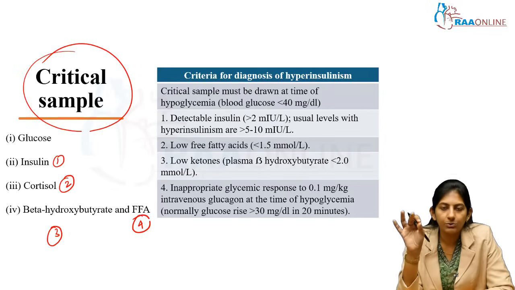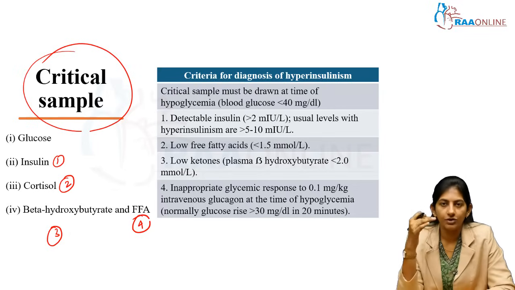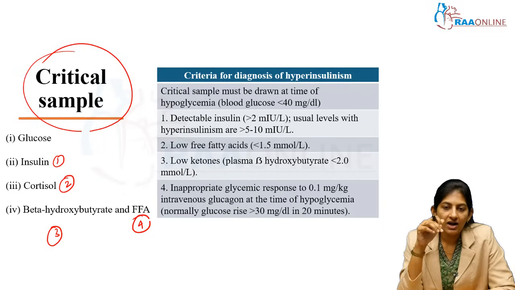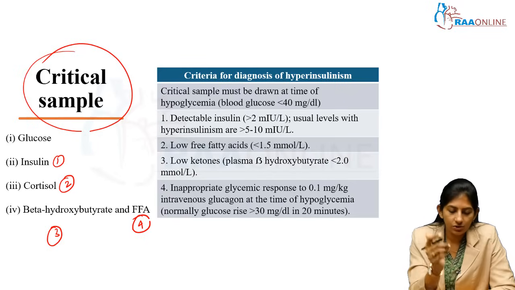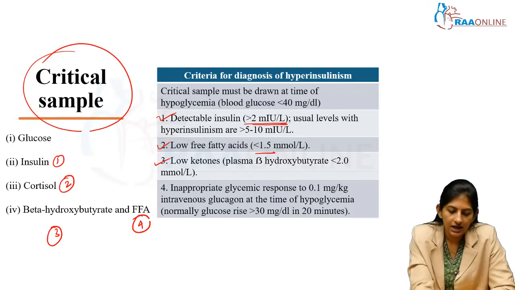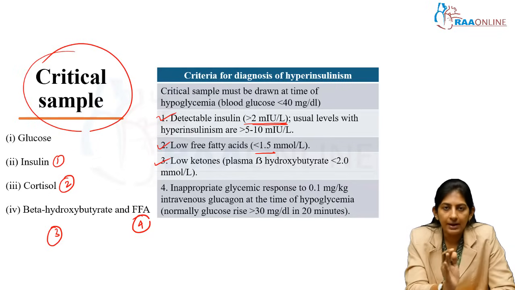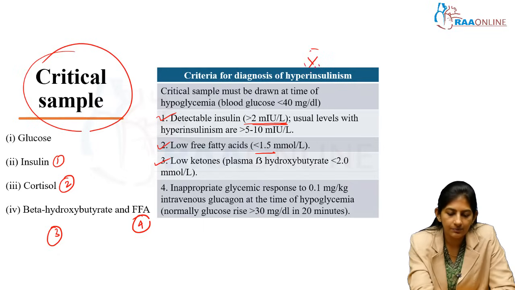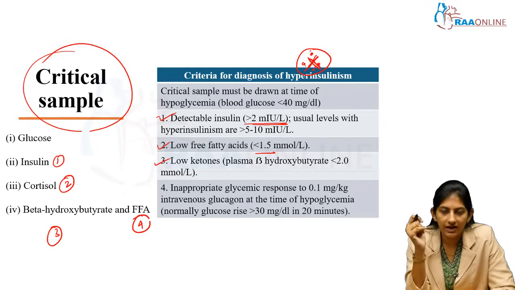during the hypoglycemia episode, okay, not when you have corrected it. So if you have insulin levels more than 2 milliunits per liter, it is hyperinsulinism. And low free fatty acid levels, less than 1.5, and low ketones. So these are all the lab reports, right? These three along with hypoglycemia will tell you that the baby has hyperinsulinism. So you will come to a diagnosis of hyperinsulinism based on these values.